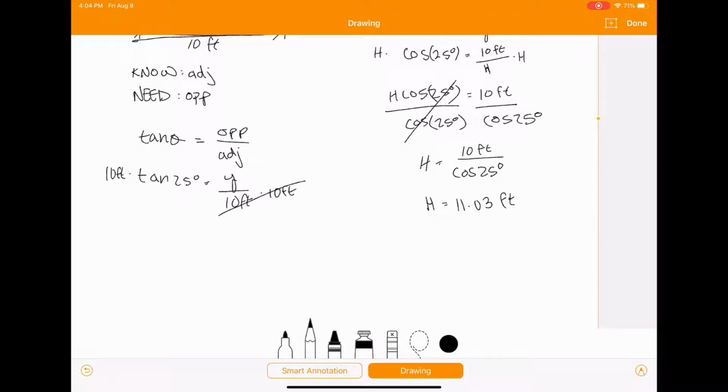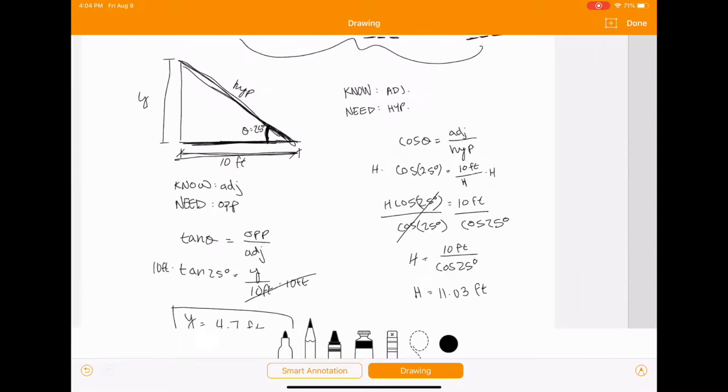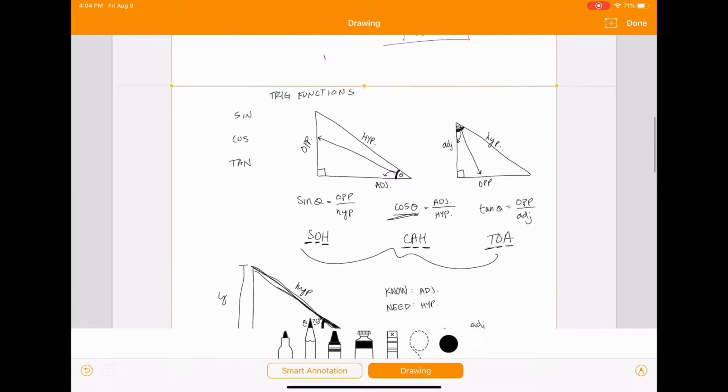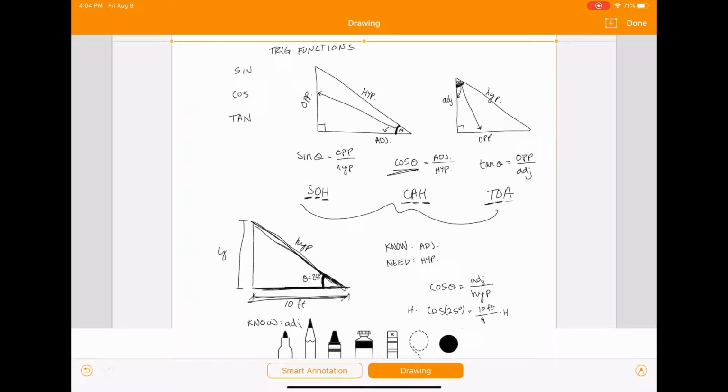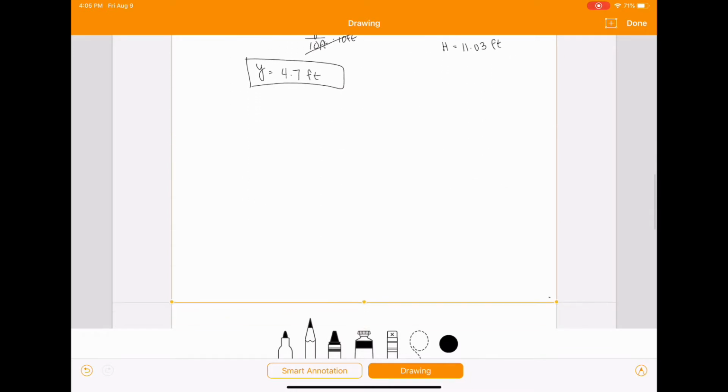And you'll get that y equals 4.7 feet. So we just solved that triangle using our trig functions. Now this is a little bit trickier to grasp or wrap your mind around, but the more you practice it and the more you do it, the easier it'll become. If you're having troubles though, feel free to send us an email or reach out to us and we'll be able to get you the help that you need.